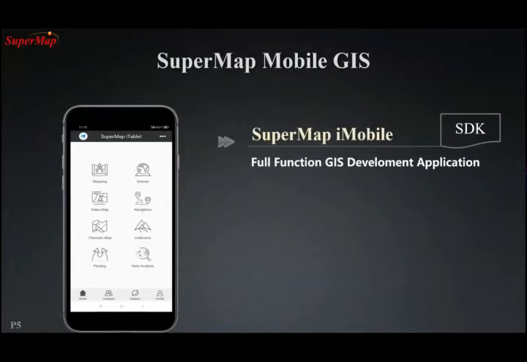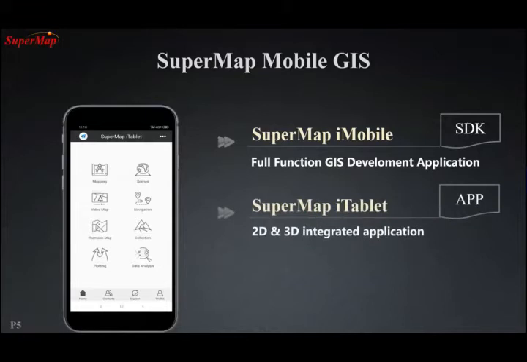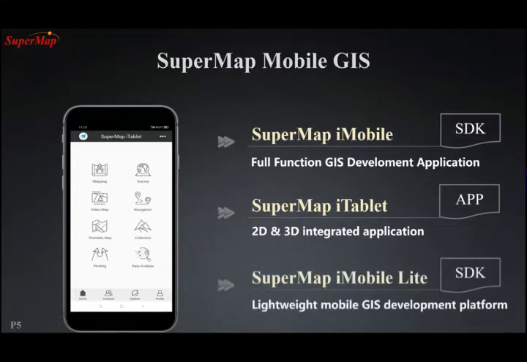So for our mobile product, the first one, iMobile, is a full-function development application. Based on this one, we build the application called iTablet. You can see from this picture, we have 8 functions, like mapping, video map, or some semantic map, or you can do data collection in this application. And also we have the iMobile Lite.